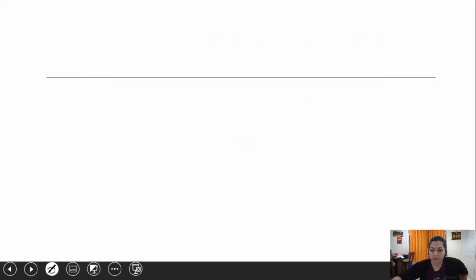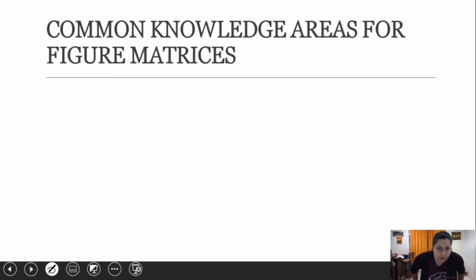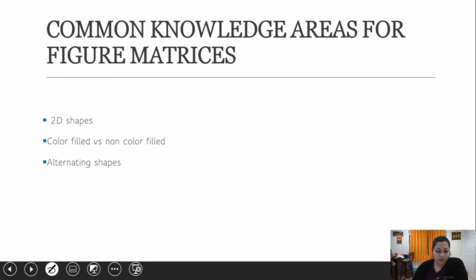Next, common knowledge areas for figure matrices. These are some of the areas that you should follow: 2D shapes. Then color filled versus non-color filled. I was saying with the heart example, there will be options with both color filled and non-color filled, and that will be another way to eliminate for the second step. And then we have alternating shapes. The shapes will be alternated, and you have to find if they are changing positions.